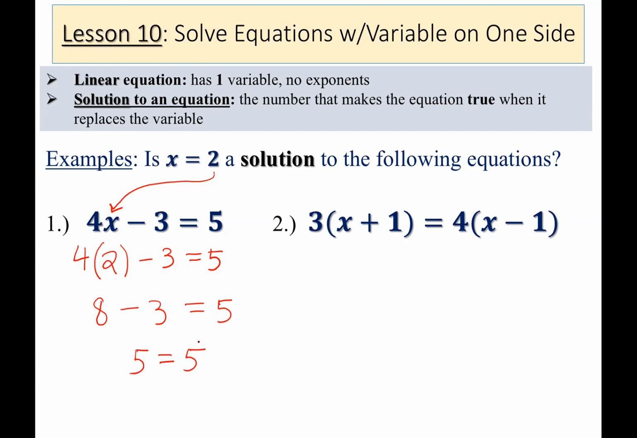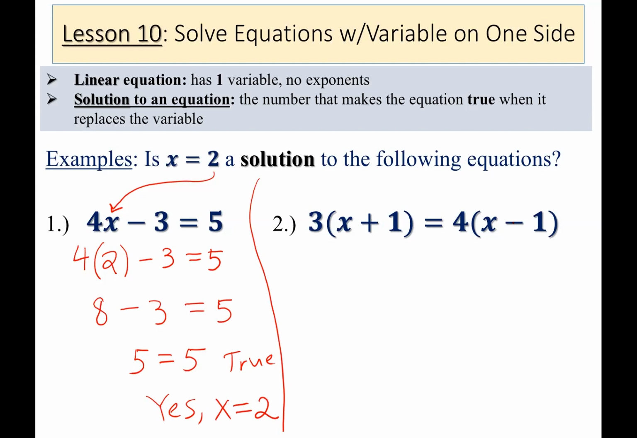What I've just done is I've checked to see if 2 is a solution. And because I ended up with a true equation, 5 equals 5, then I get to say yes, x equals 2 is a solution. So the answer to number 1 is yes. Is x equals 2 a solution? Yes, because when I replace x with 2, it makes the equation true. What we're about to see in the second example is what does it look like when that's not the case.